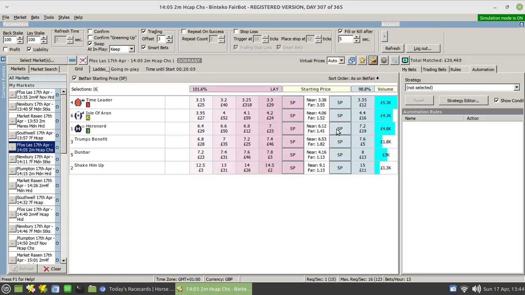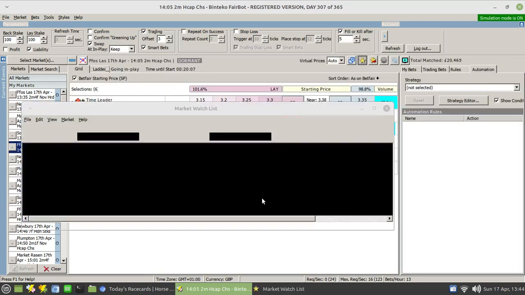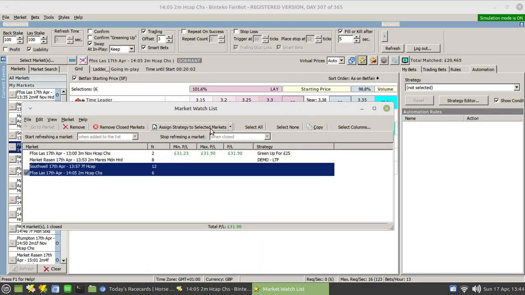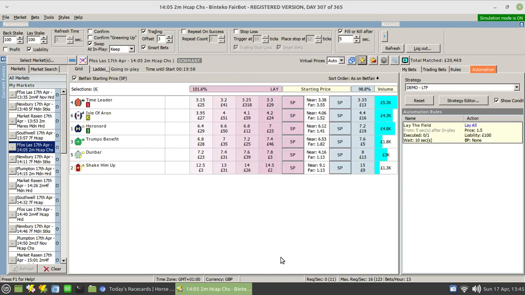Add more into the watch list, and of course, as you've seen before, we can select any number of races and assign the corresponding strategy. So that's going to run for 2 races now.